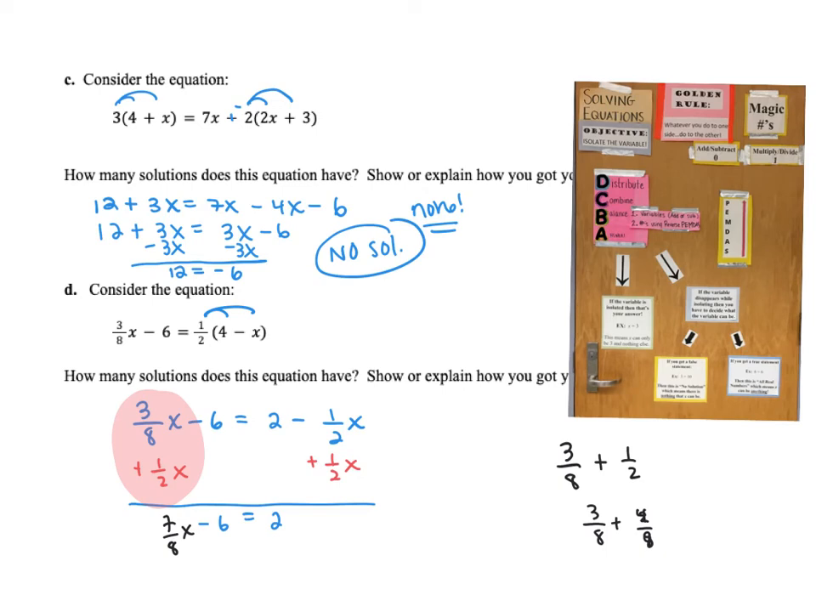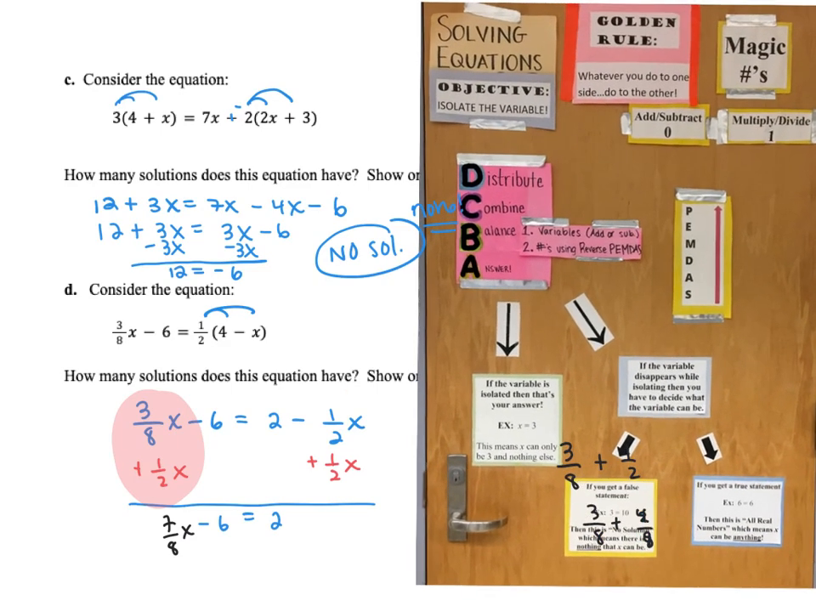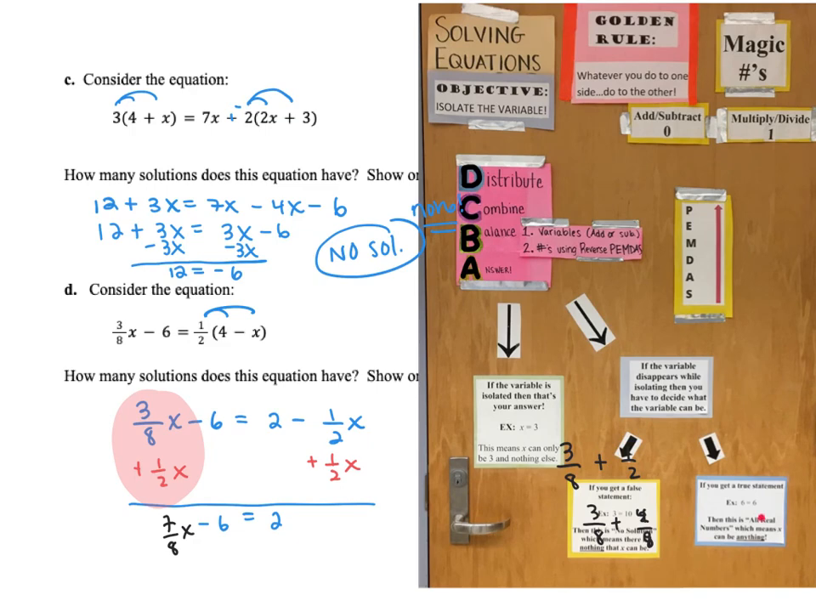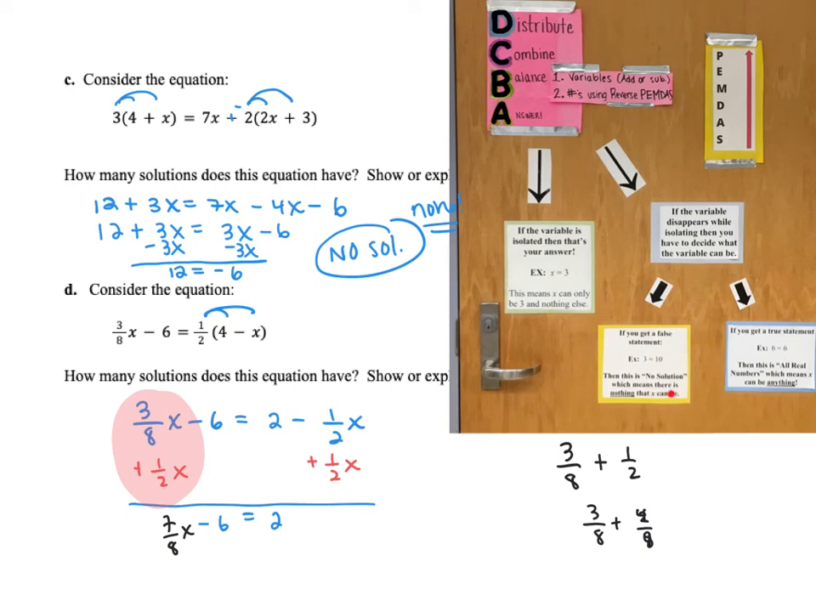But here I'm actually going to stop, because if I remember the question, which just says how many solutions does this equation have, the only way for this equation to have infinite solutions or no solutions is for the variable to have disappeared. And by adding 1/2 x to both sides, my variable did not disappear, which means that there is only going to be one solution to this equation. And the reason is because the variable did not disappear.